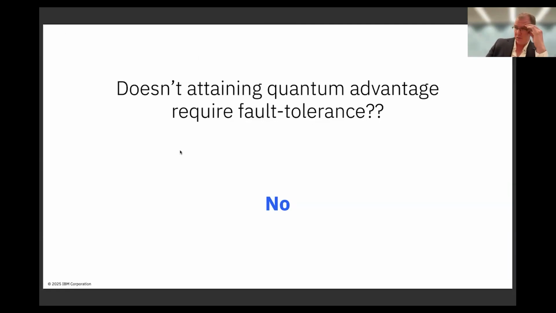Now, you might be looking at those two slides and you say, wait a minute, okay, Travis, so you just said in 2026, demonstrate quantum advantage. And then in 2029, you said deploy the world's first fault-tolerant quantum computer. But I thought that attaining quantum advantage would require fault tolerance, right? Yes, what? Not exactly. And it all comes back to this question about quantum circuits and their complexities.